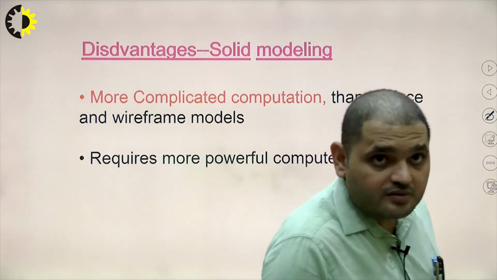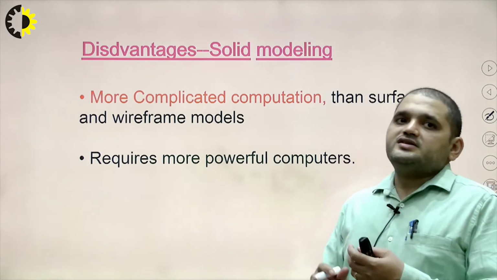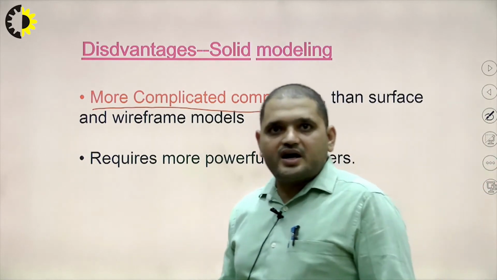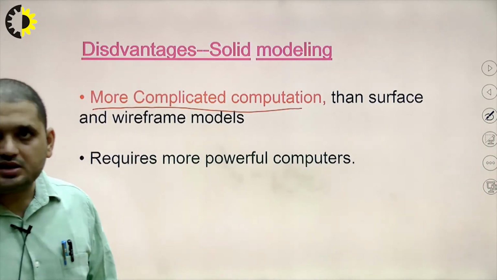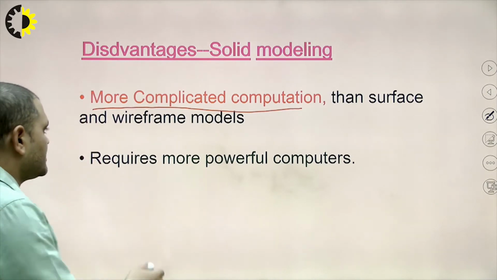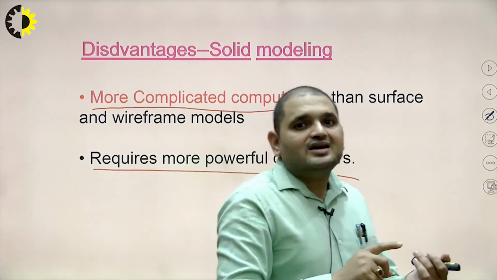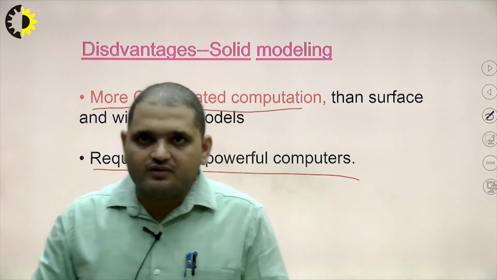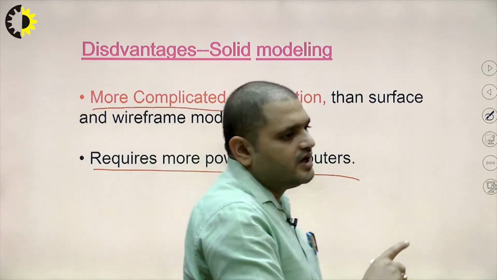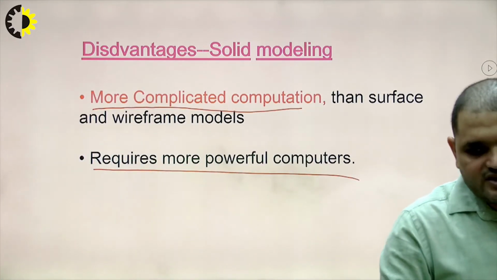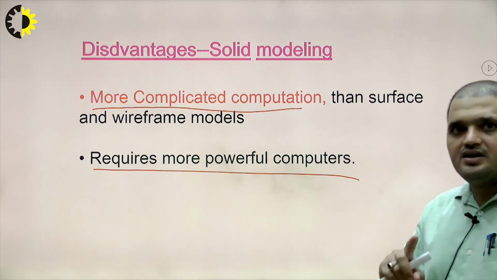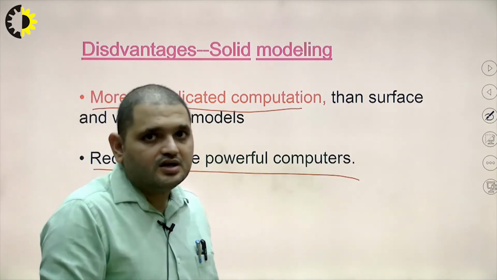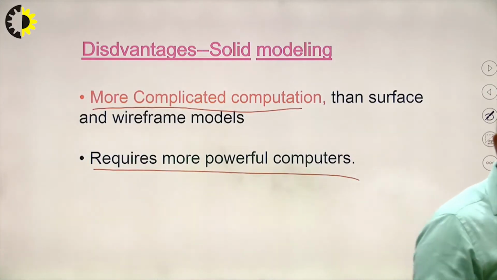Now the disadvantages of solid modeling: more complicated computation than surface and wireframe, obviously. Now weight and volume are added, so computation becomes more complicated and requires more powerful computers. As weight and volume are also added other than edges, vertices and surfaces, it requires more space. If it requires more space, then more memory is required, so computational time will increase, obviously. Because of this we require powerful computers for the modeling of a 3D model.